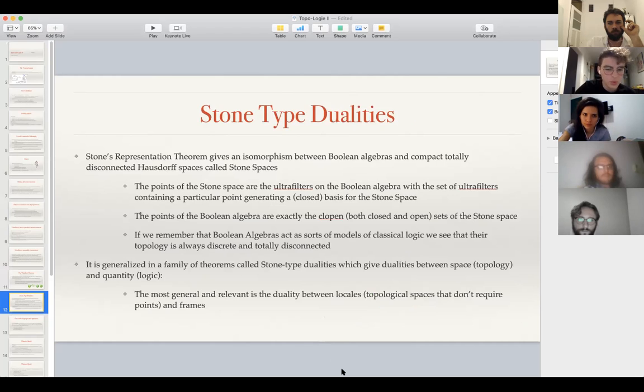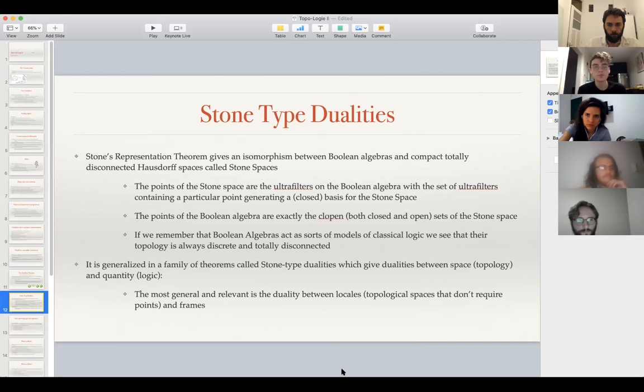I'm just going to take a quick detour because we've talked about ultrafilters. I just want to mention another very strong connection between topology and logic. It's really a set of theorems called Stone dualities, or Stone type dualities. It's based on the original Stone's representation theorem, which is an isomorphism between Boolean algebras, which, as we know, are models of classical logic, and the set of ultrafilters containing a point generating a basis for this thing called the Stone space.